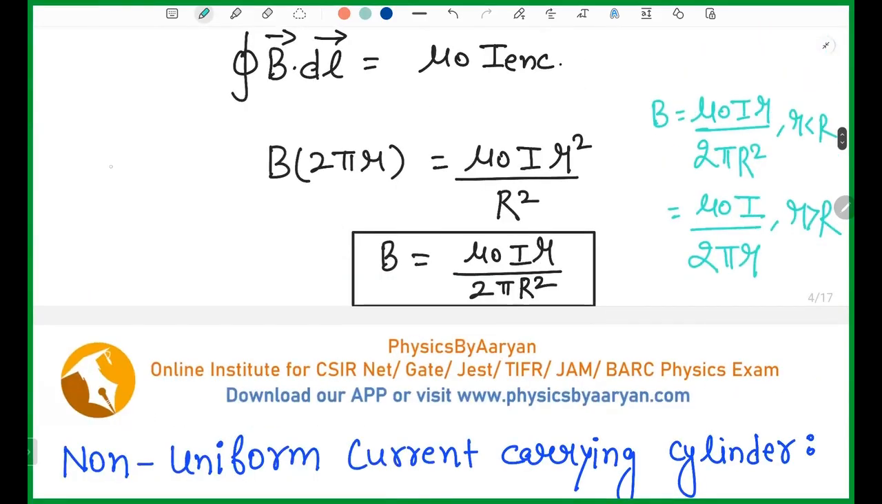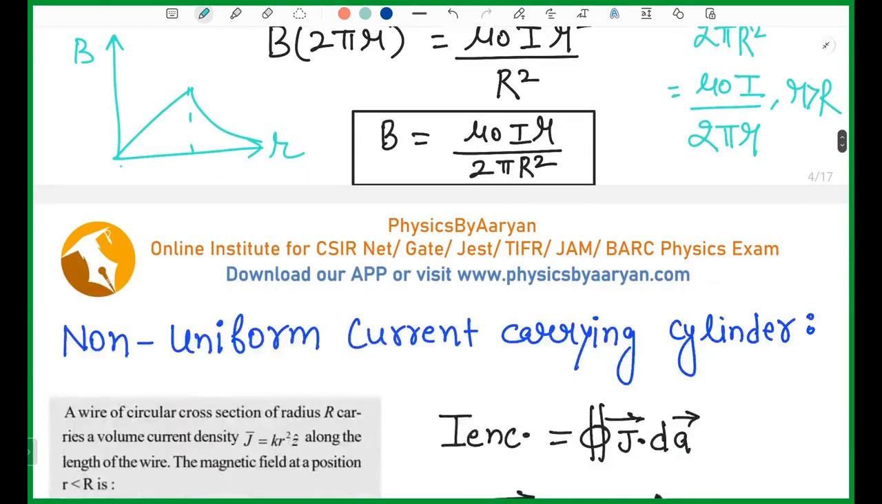So if I try to plot the graph, what will happen? First, it is linearly proportional and then it is following 1 by r. So this is how your graph will look like, right? So this was the second application of Ampere's law. First we did for the hollow cylinder, then we did for the solid uniform cylinder. Now we will go towards the non-uniform case.